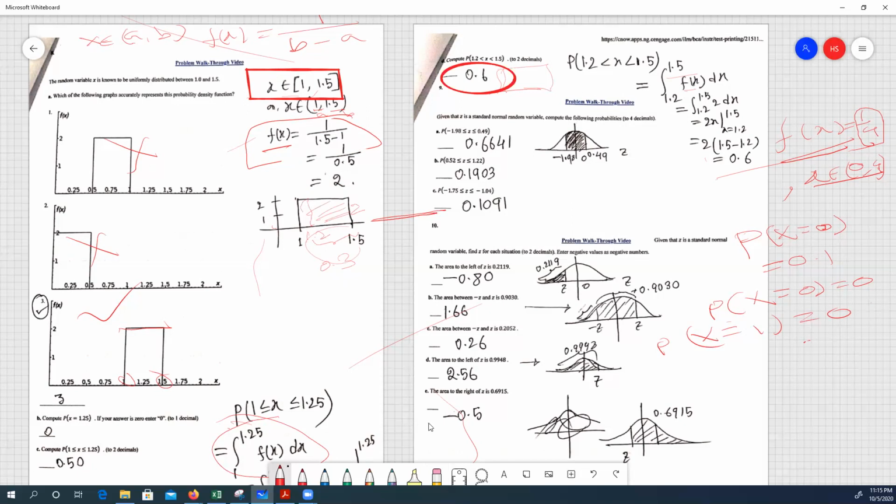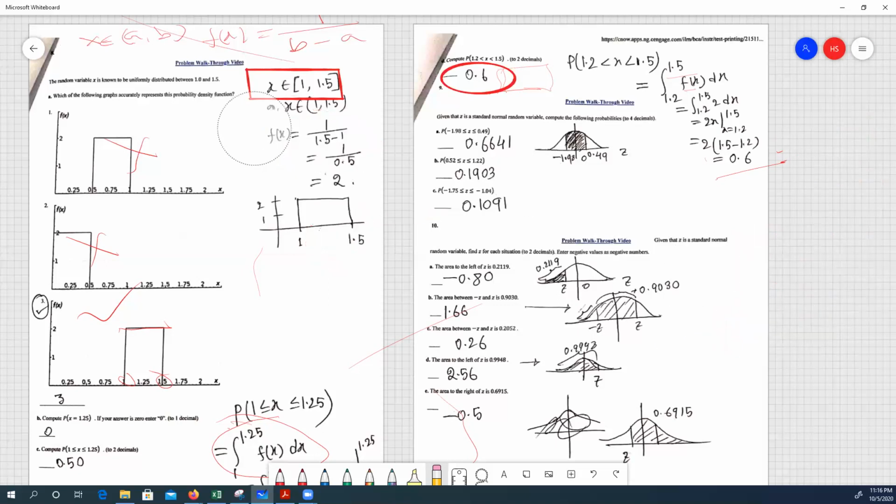So what is the standard normal distribution? For you, I think you already know the normal distribution. So what is normal distribution? Normal distribution is when a probability distribution is symmetric, bell-shaped. That means, okay, I'll show you.